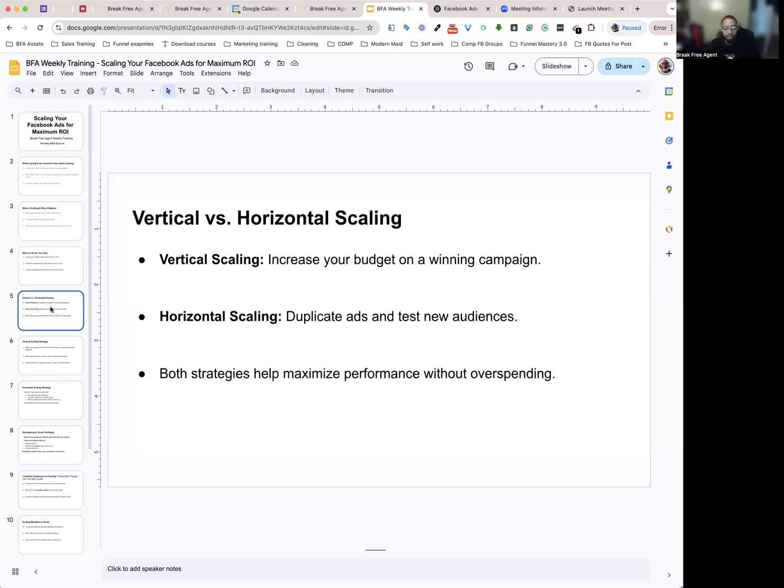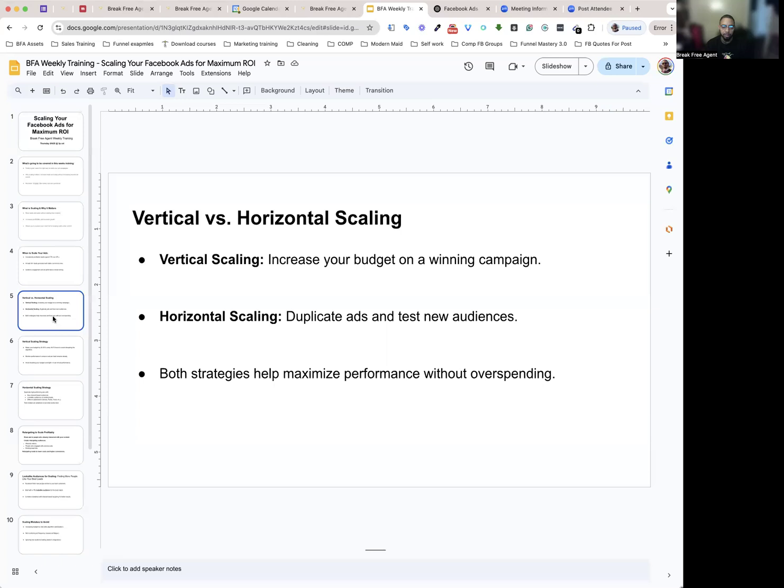All right. Now there are two different ways of scaling: vertical and horizontal. Vertical is increasing your budget on the winning ad. So if you have ad A that's working really well and ad B that's not working well, that just means increasing your budget with ad A, just spending more money. Horizontal is duplicating the ad and testing new audiences.